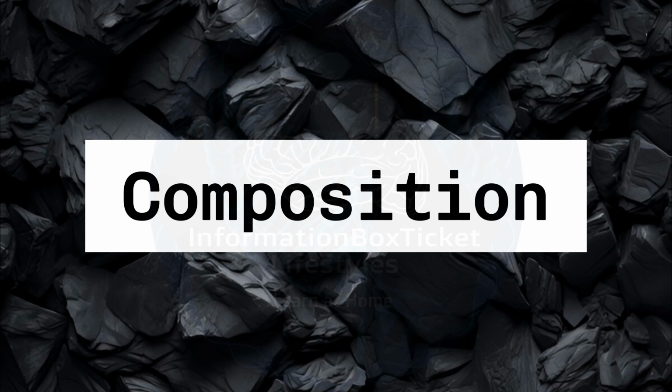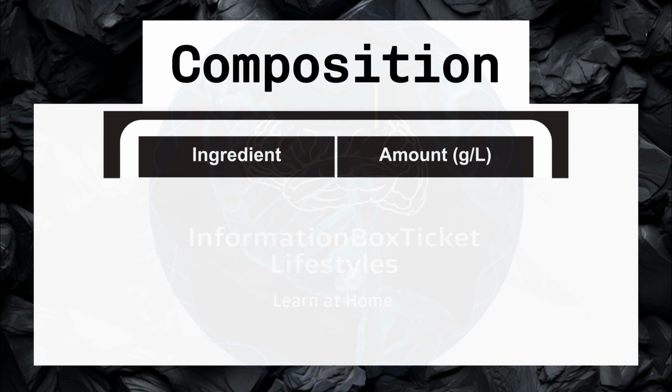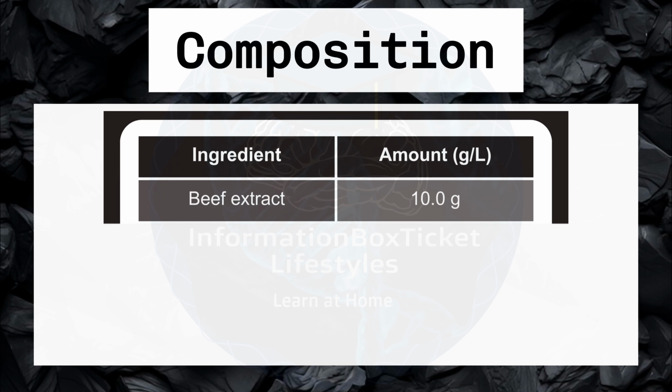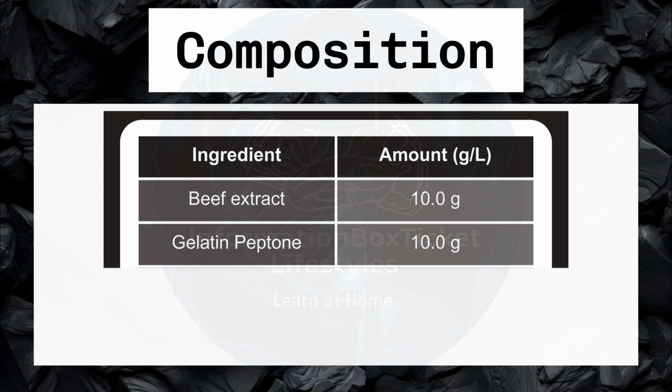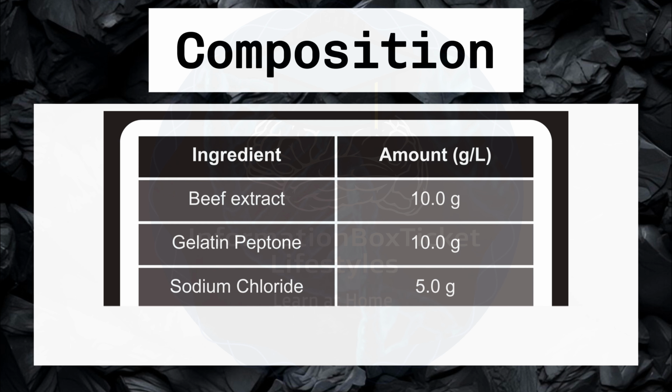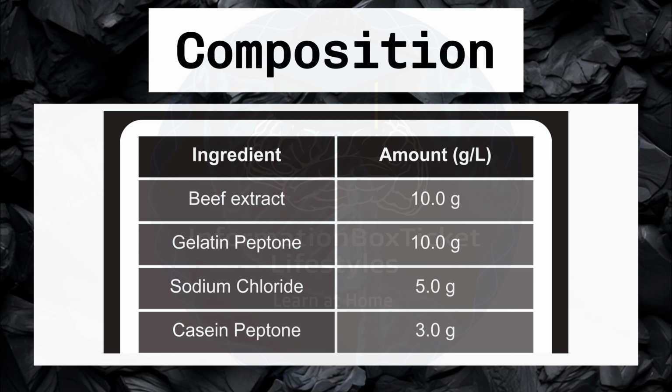Let's take a look at the composition of charcoal selective medium. It starts with 10 grams of beef extract per liter, providing essential nutrients like nitrogen, carbohydrates, and vitamins. Next, we add 10 grams of gelatin peptone, contributing amino acids and peptides. Then, we include 5 grams of sodium chloride for electrolyte balance, helping maintain osmotic equilibrium. There's also 3 grams of casein peptone, another source of amino acids.